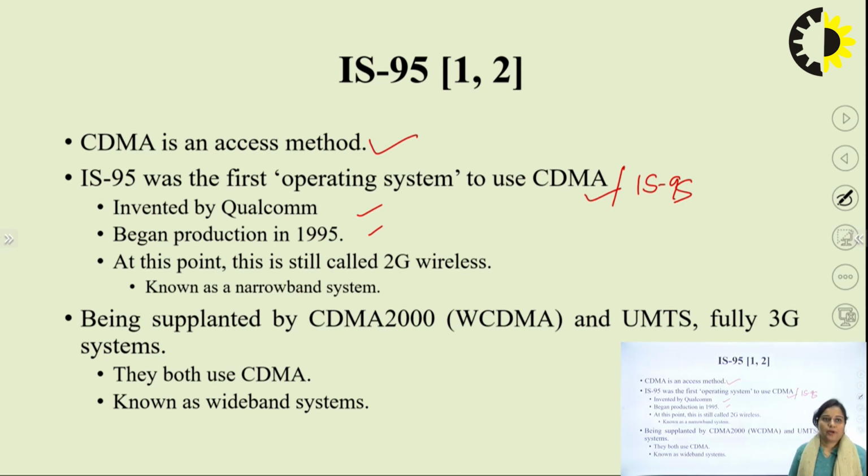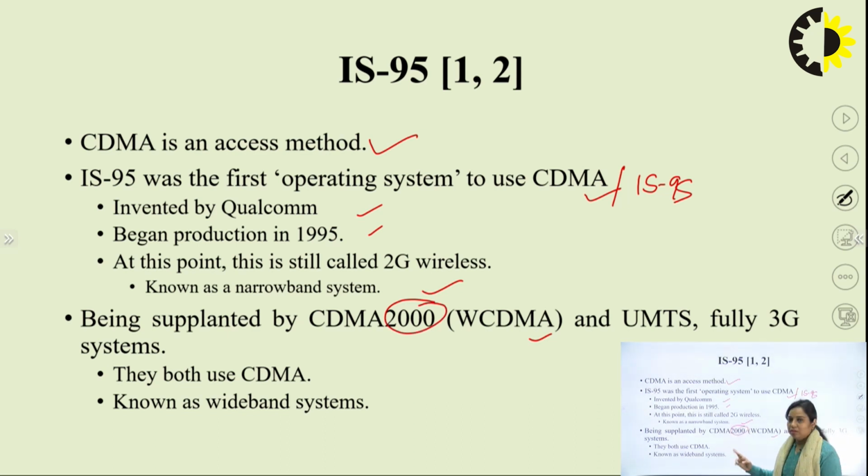Now, at this point, this is still called 2G wireless, and it is known as a narrowband system. It is now being supplanted by CDMA 2000 or WCDMA. There are two types of CDMA which exist. The first one is narrowband CDMA, and the other one is wideband CDMA. In case of wideband CDMA, it is known as CDMA 2000.